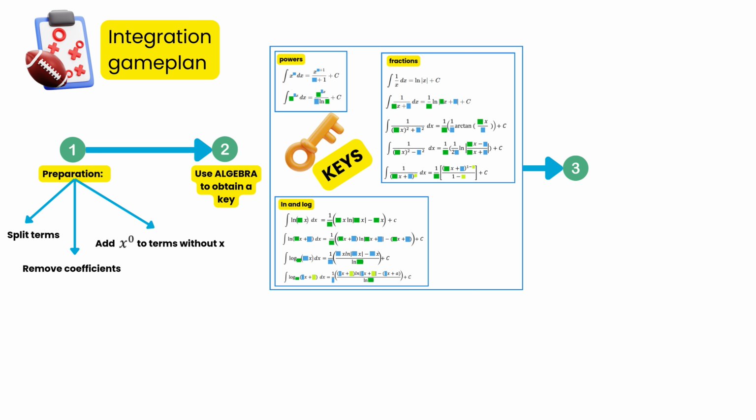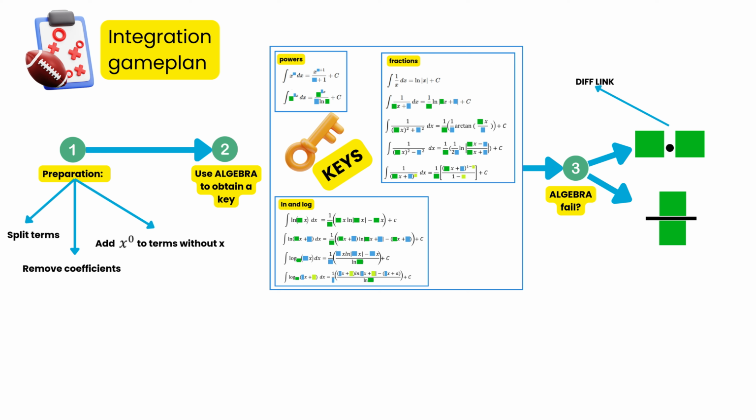Step 3. When algebra fails. This means we can't, using algebra alone, rewrite the problem into one of the keys. In Calc 1, you'll see this happens in 2 situations, when certain things multiply, products, or when certain things divide, fractions, and we still don't get a key. Products. If 2 things are multiplied and normal algebra didn't produce a key, ask whether there's a differentiation link. If yes, use U substitution. If not, use integration by parts.